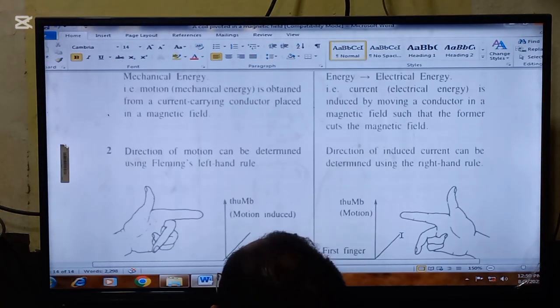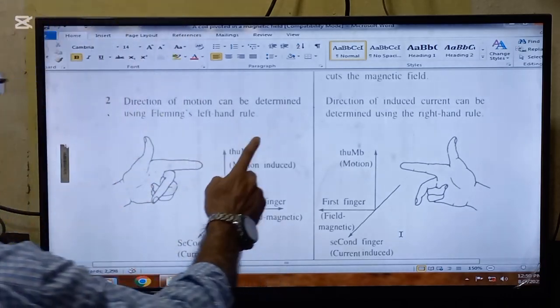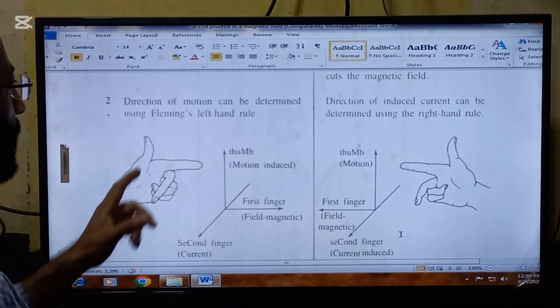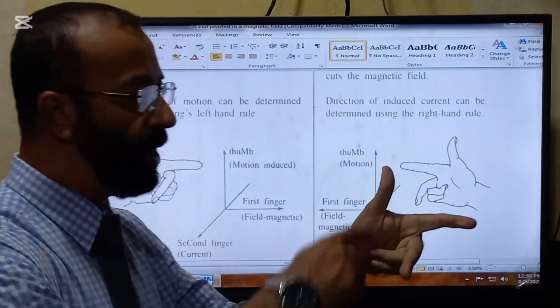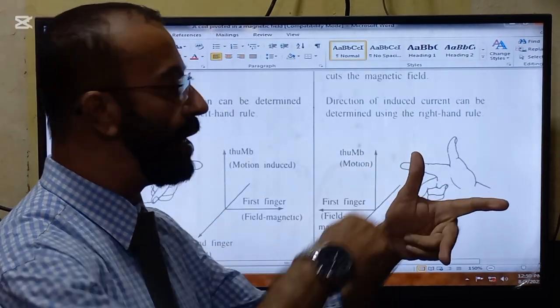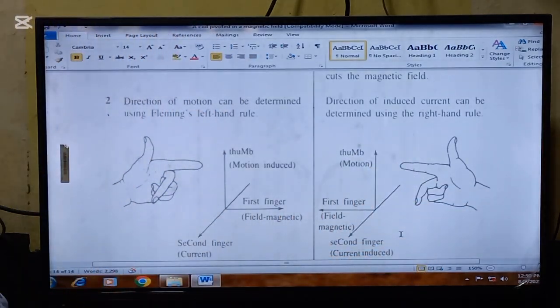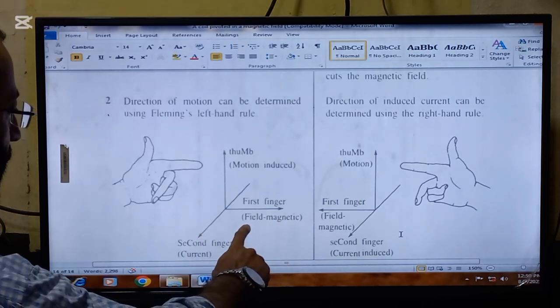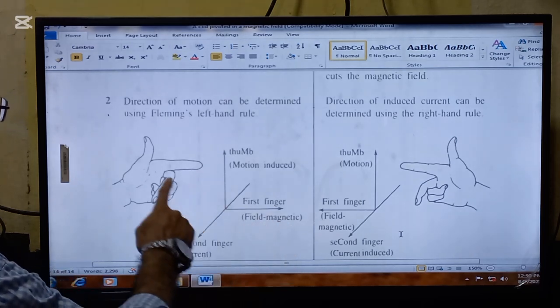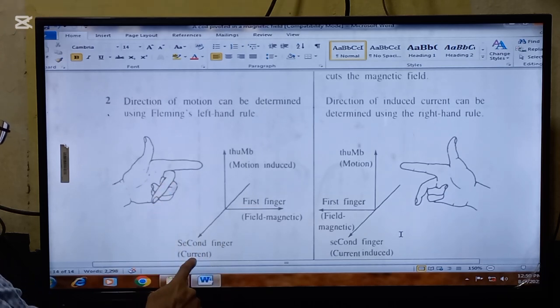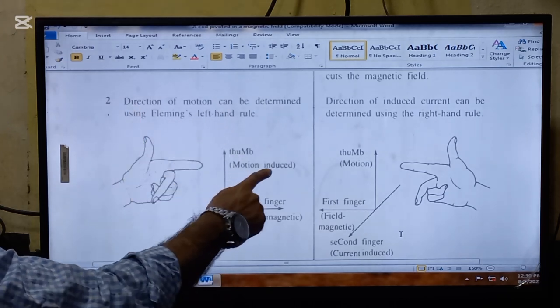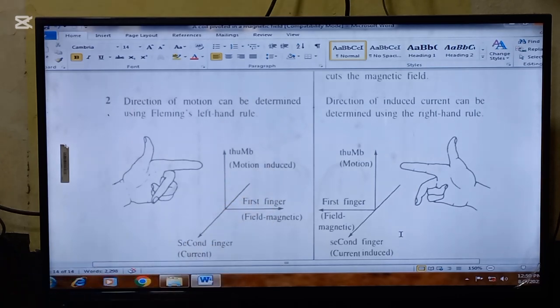The next difference is that the direction of the motion can be determined using Fleming's left hand rule. So this is Fleming's left hand rule. All three fingers should be at right angles to each other. The first finger is the magnetic field. The second finger is in the direction of the current, and the thumb will show the direction of the induced motion.